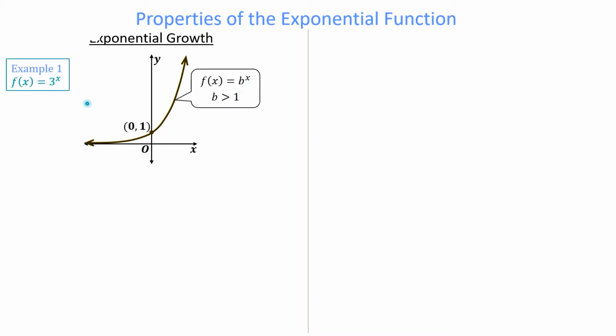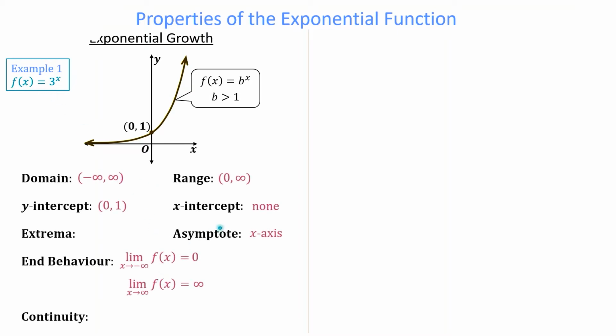Now in our first example, we had this function, 3 to the power of x. The base 3 is clearly greater than 1, so this is an exponential growth function. What we did here was analyze the graph, and we discovered these properties in green. In this section, we'll be looking at the extrema and the continuity of an exponential growth function.